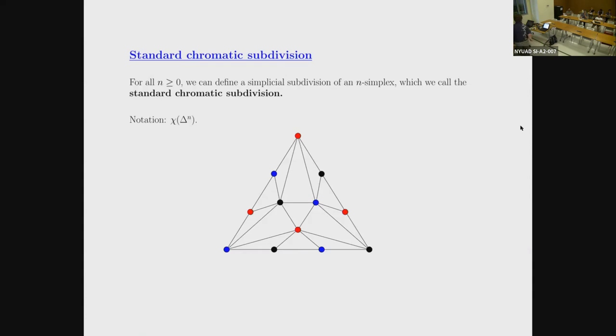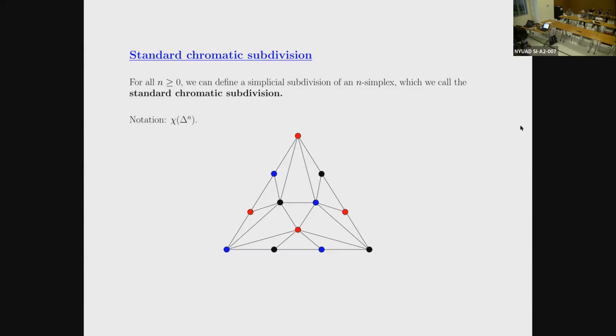So this is this subdivision, so you can do it in any simplex. It also has the same properties as the usual one, that it does the same to the lower dimensional simplexes. So on the lower one, it happens. So it means that you can iterate it. I can subdivide not just the simplex, but any simplicial complex. Therefore, I have iterated what we call standard chromatic subdivision.